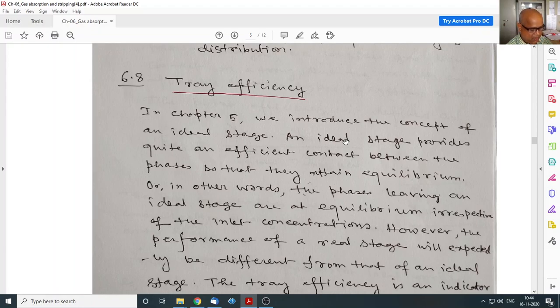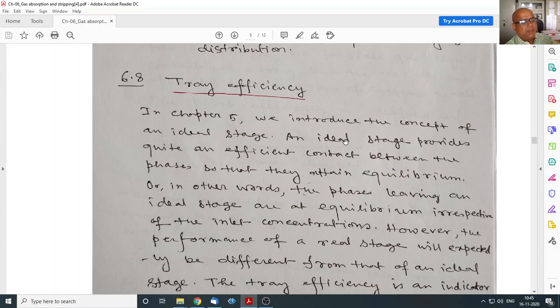If I calculate the ideal number of stages for a particular column and the tray efficiency is 0.5, then it is 20, and if tray efficiency is, let's take, 0.4, then it will be 25. So it depends on the tray efficiency. Tray efficiency is a very important parameter, and we need to calculate it. Generally it will come from industry, from industrial knowledge.